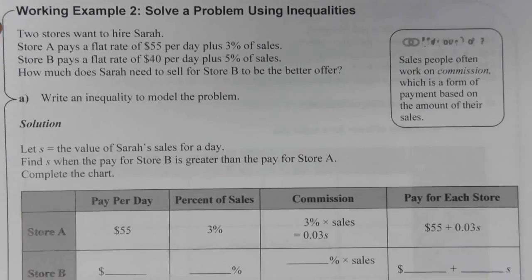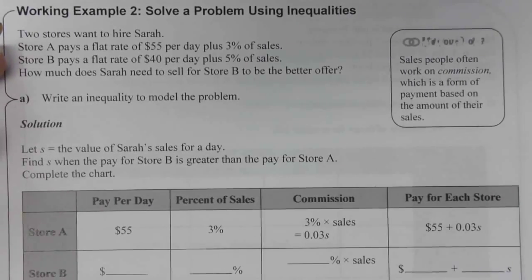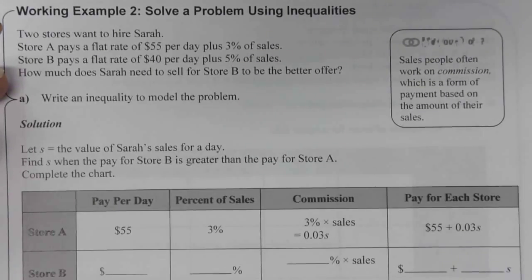For working example number 2, solve a problem using inequalities. 2 stores want to hire Sarah. Store A pays a flat rate of $50 per day plus 3% of sales. Store B pays a flat rate of $40 per day plus 5% of sales. How much does Sarah need to sell for store B to be the better offer?